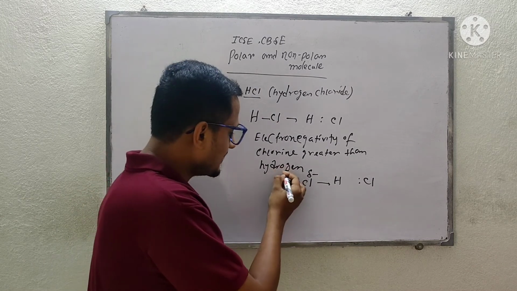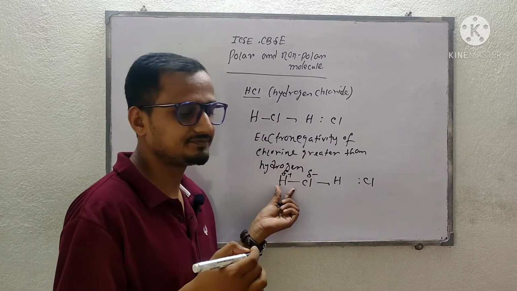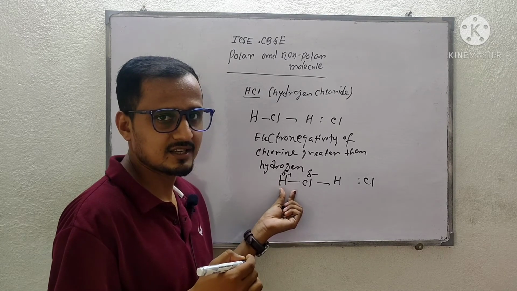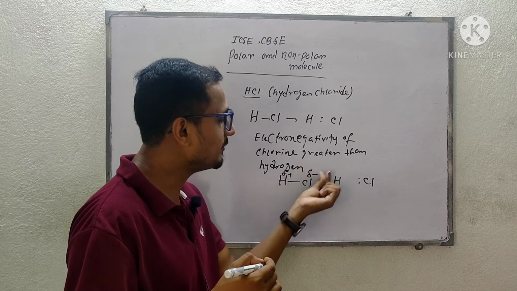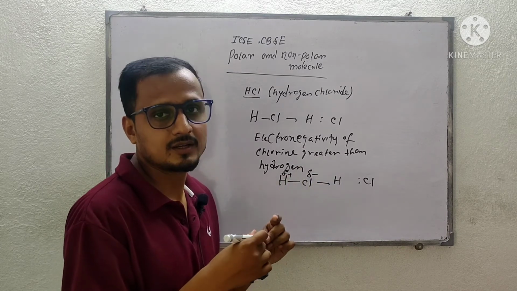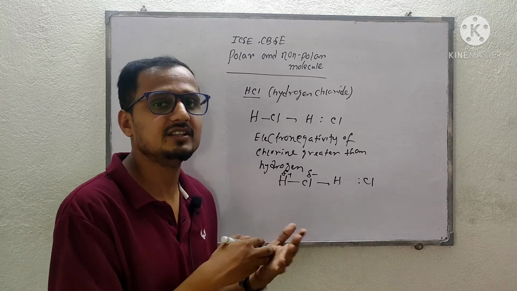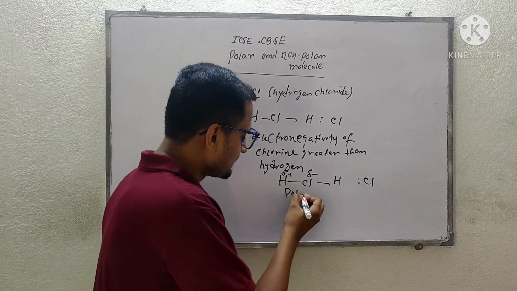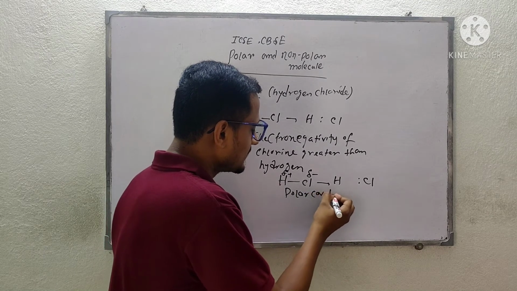And it can be shown as delta plus for hydrogen, because for this hydrogen the electron density is less. This results in a dipole in the molecule, that means a negative pole and a positive pole. And it results in polarity in the molecule, so this compound is called a polar compound, a polar covalent compound.